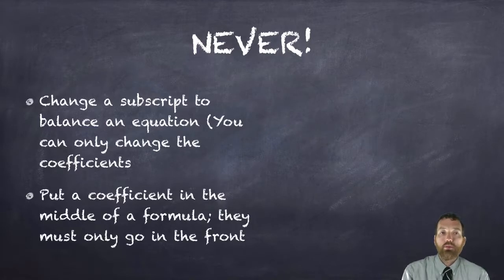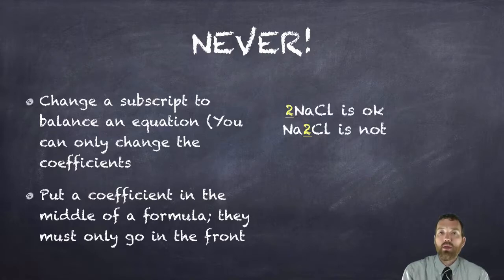Also, you can never put a coefficient in the middle of a formula. You can only go in front. For example, a little 2 in front of NaCl is okay. That means you have 2 sodium chlorides. But you can't put a big 2 in the middle. Na2Cl is not okay. That's not possible. You can't do that.